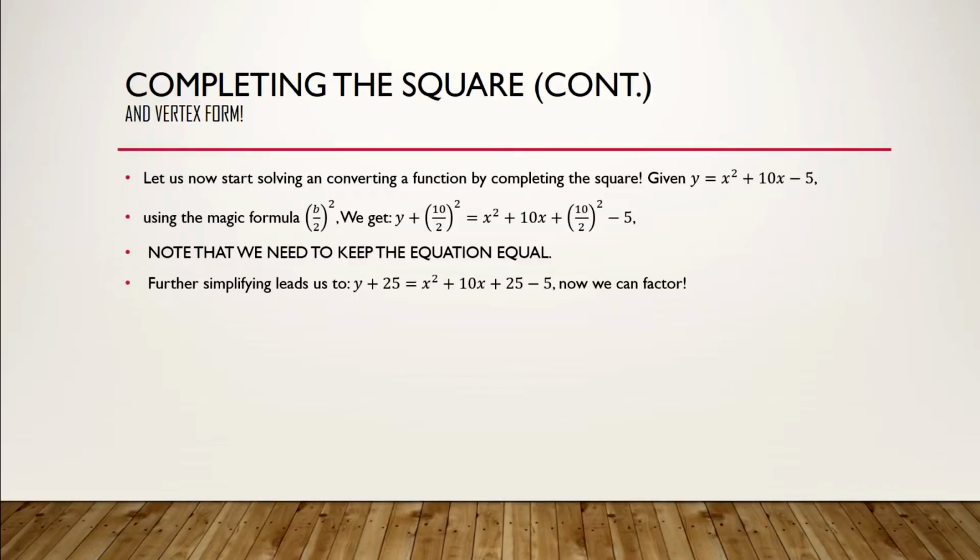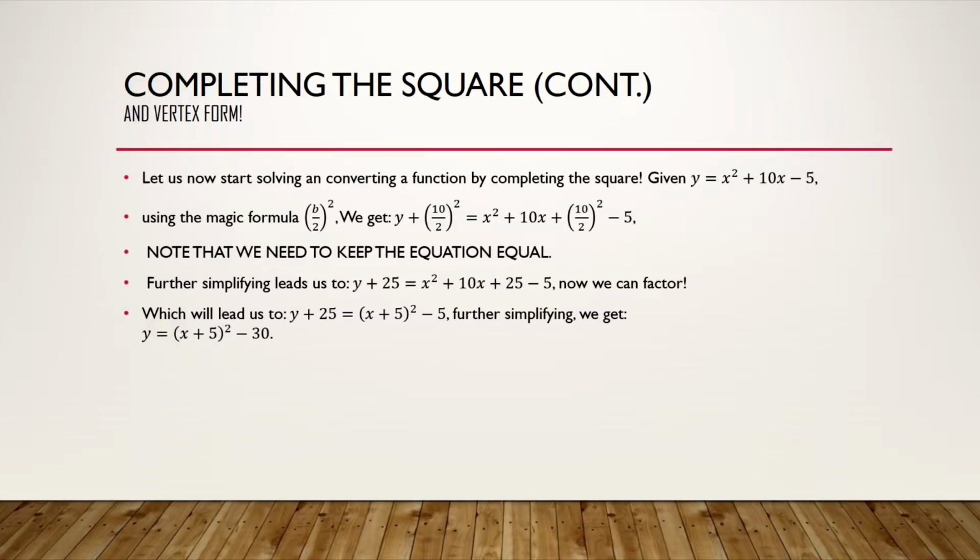Now we can factor, which will lead us to y + 25 = (x + 5)² − 5. Further simplifying, we get y = (x + 5)² − 30.